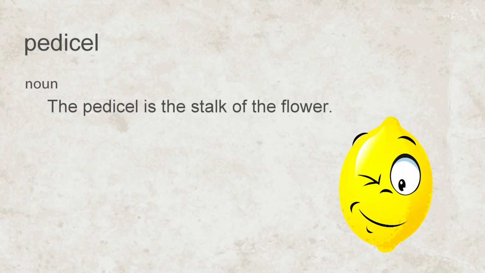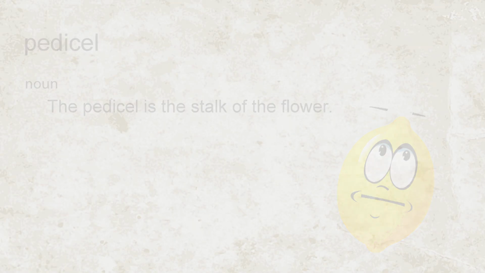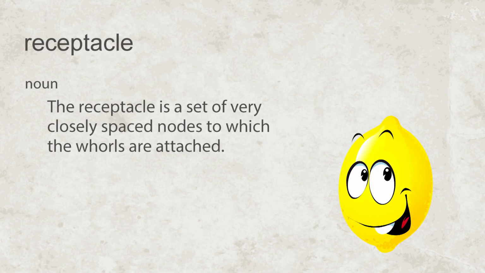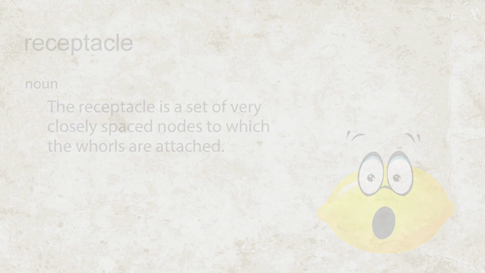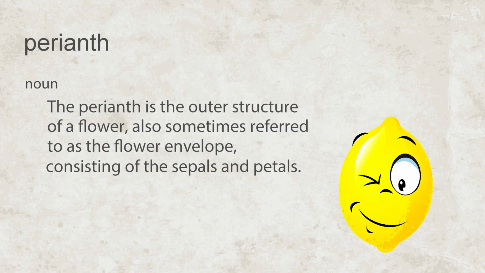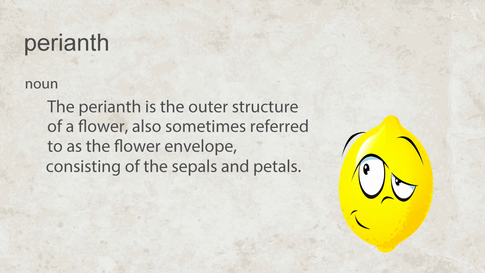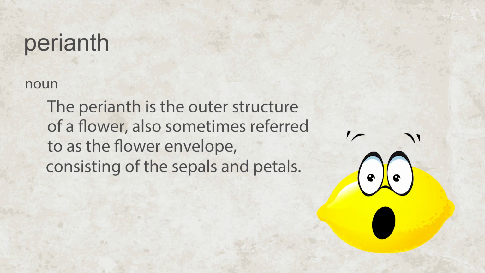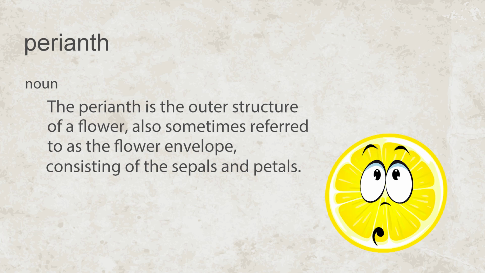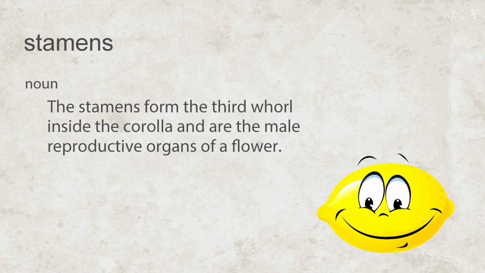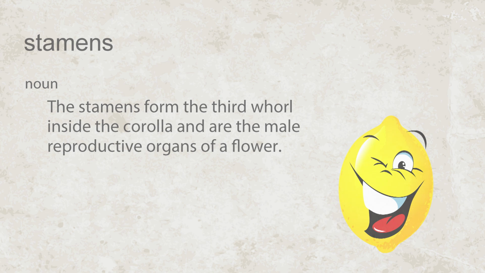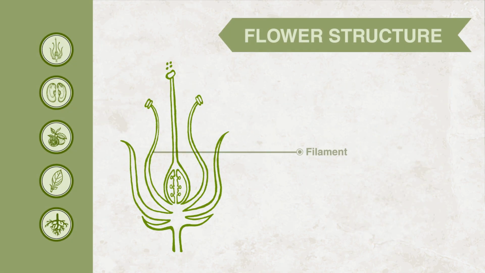The pedicel is the stalk of the flower. The receptacle is a set of very closely spaced nodes to which the whorls are attached. The perianth is the outer structure of a flower, also sometimes referred to as the flower envelope, consisting of the sepals and petals. The stamens form the third wall inside the corolla and are the male reproductive organs of a flower. Some flowers, such as citrus, have more than one wall of stamens.